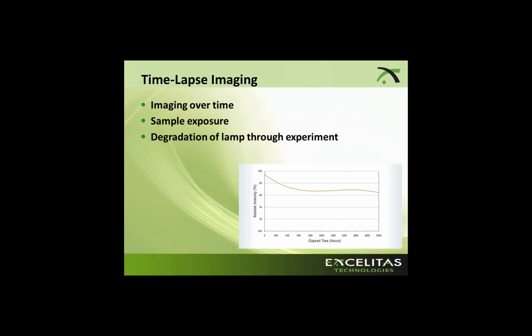So what is time-lapse imaging? Just briefly, it's imaging over time. You expose your sample to a camera to take a picture every now and then, depending on how your experiment is. But you do need to make sure that you know that a lamp, a traditional HBO or mercury, does degrade even through your experiment, and I do have an example of that later on in the webinar.